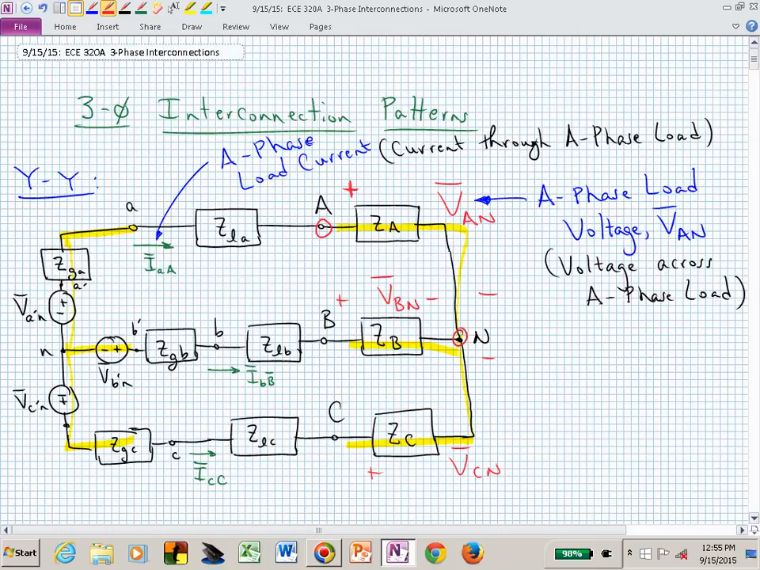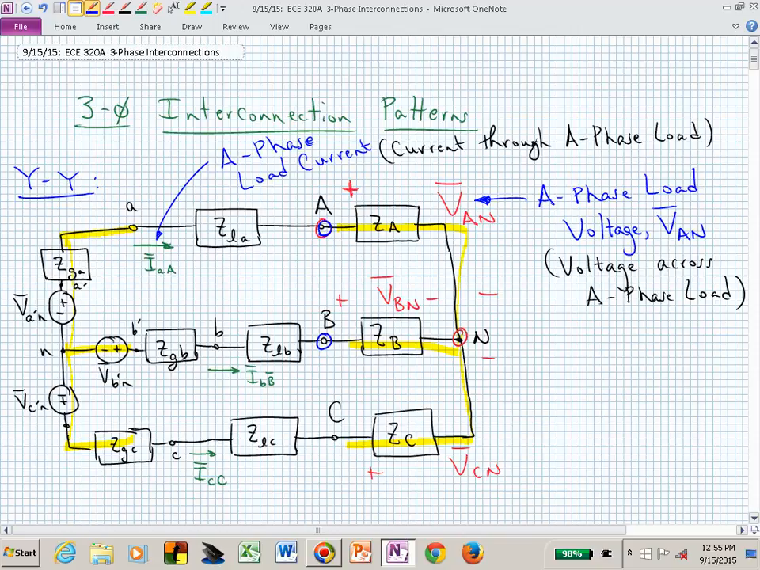If I didn't have access to that neutral conductor, maybe I couldn't even measure that A phase voltage. Maybe all I could measure are the terminals between A and B, and that's called a line voltage or a line-to-line voltage. The line-to-line voltage would be from A to B. And that's not the same as the phase voltage in that Y configuration. Do you see the difference?